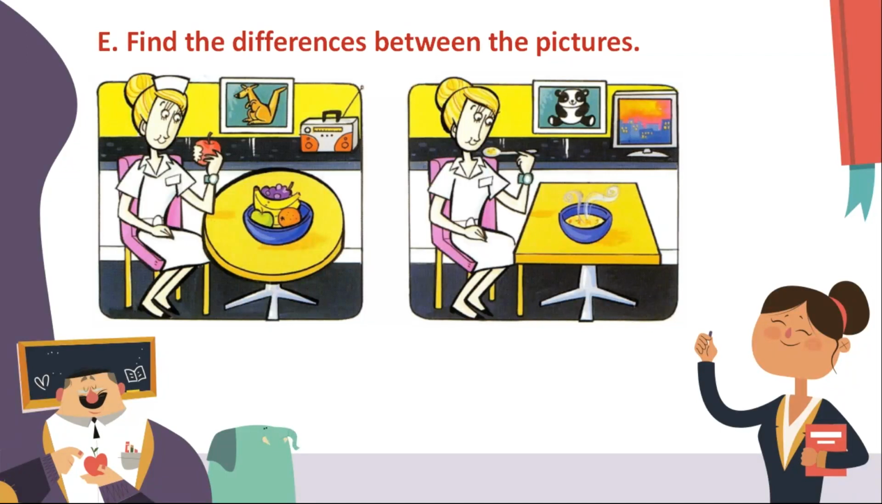Picture one. The kangaroo on the TV. Picture two. This is a panda on the TV. Mm-hmm. What else?